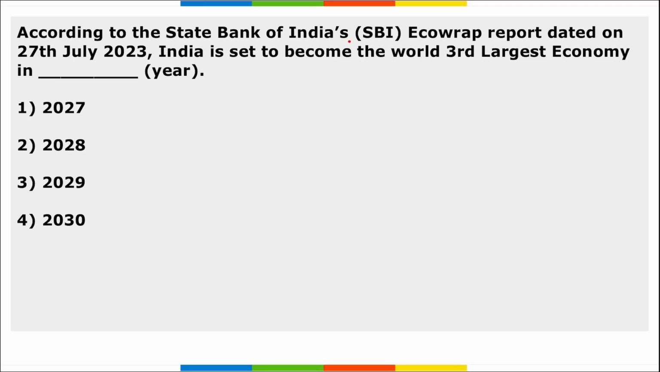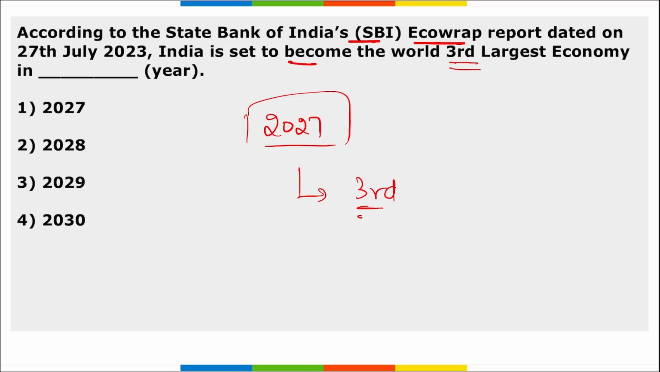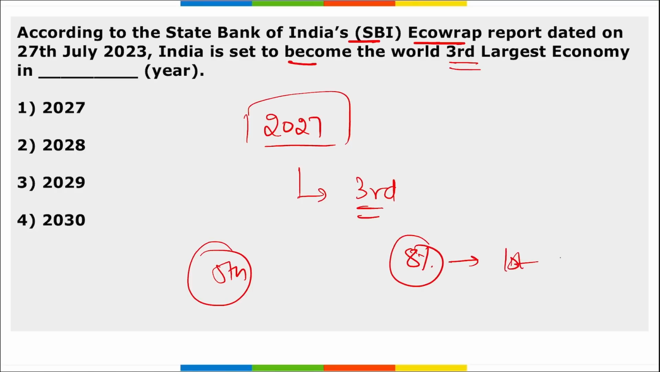Moving on, according to the SBI EcoWrap report, India is set to become the world's third largest economy by which year? As I mentioned earlier, it was by 2027 that, according to this SBI report, India will become the third largest economy. Currently, India is the fifth largest economy, and by 2027 we will become the third largest economy. The report also suggests that India's GDP is expected to grow by more than 8% in the first quarter of financial year 2024, between 8.1 to 8.2%.